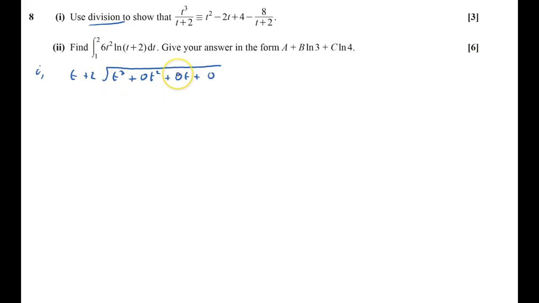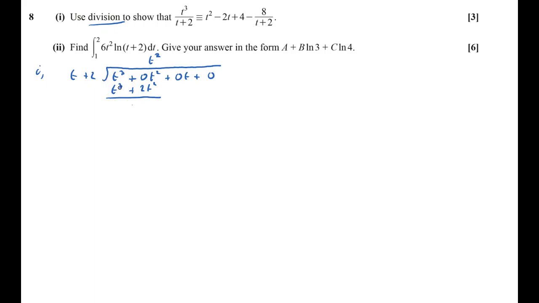What do I have to times the t plus 2 by to get t cubed? I need to times it by t squared. So I have 1t squared there, and I put it above the t squared bit to make it easier for myself. And that will leave me with t cubed to t squared times t, and plus 2 times t squared, so plus 2t squared. And then subtract that to see what I'm left with.